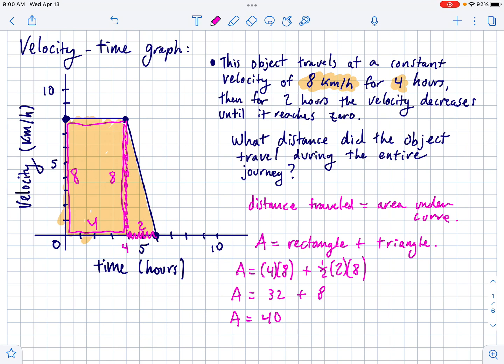Now, what does that 40 represent? That's 40 kilometers that the object traveled in 6 hours. That's it for that problem.